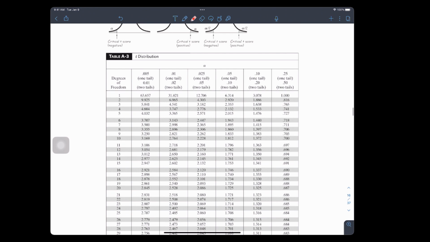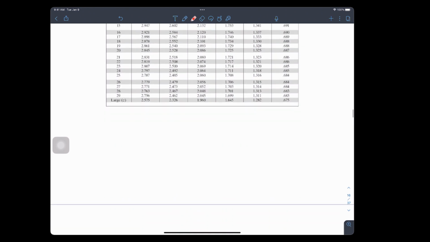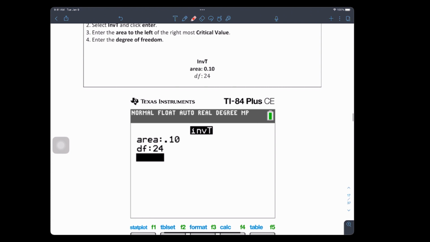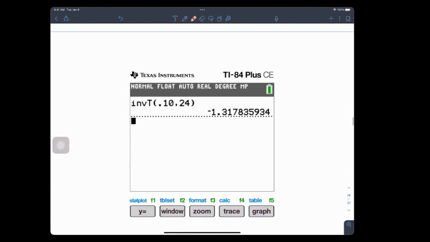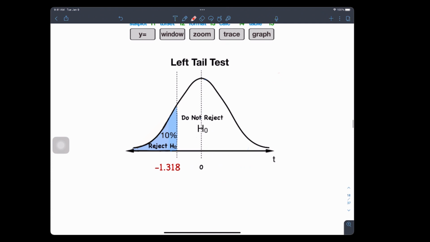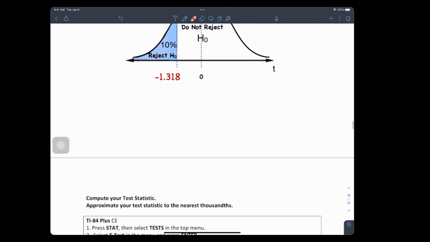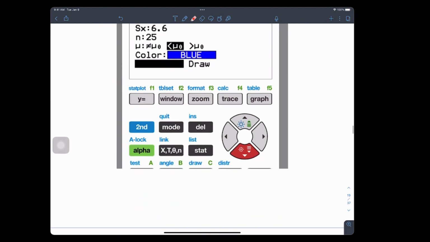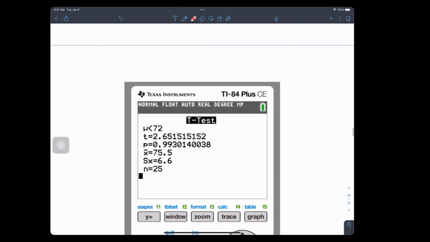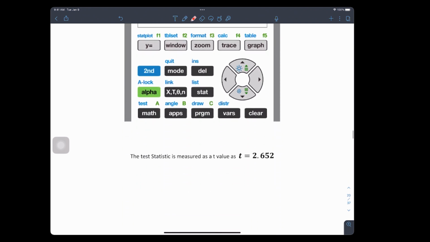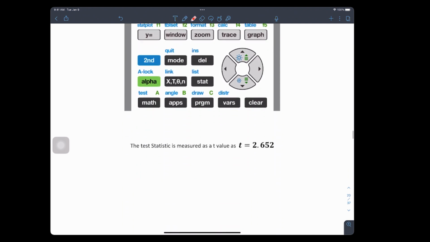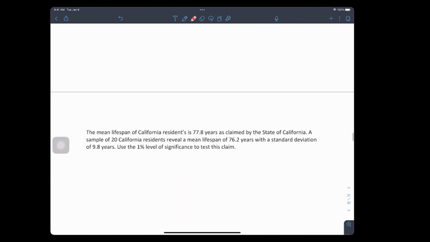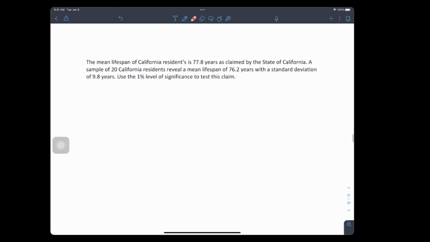And of course, if you want to see the traditional method, well, you have the table there and you have your inverse T information to get your critical values, and then you have your left tail test with its critical value, and then you have the t-test information that gives you your test statistic, and that's 2.65, or 2.652 if you go to the thousandths, and it's summarized there. So you can look over the notes and you can verify.